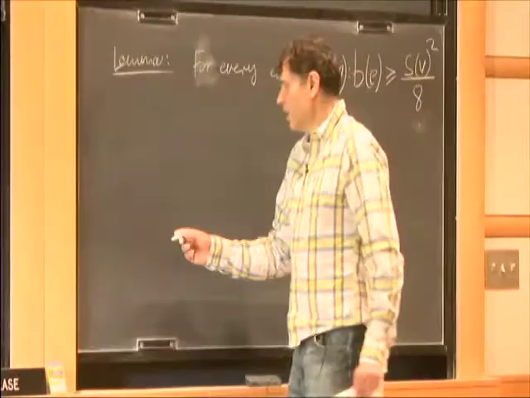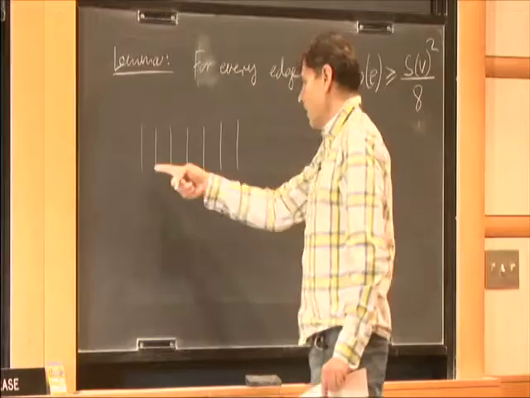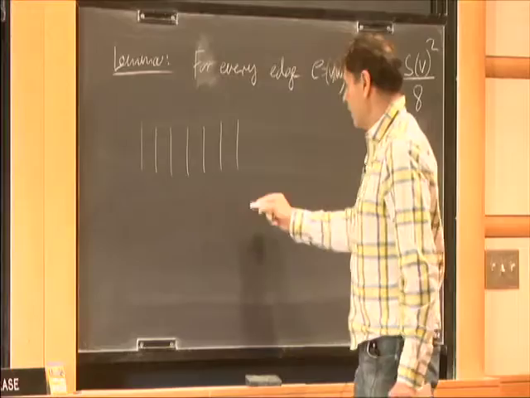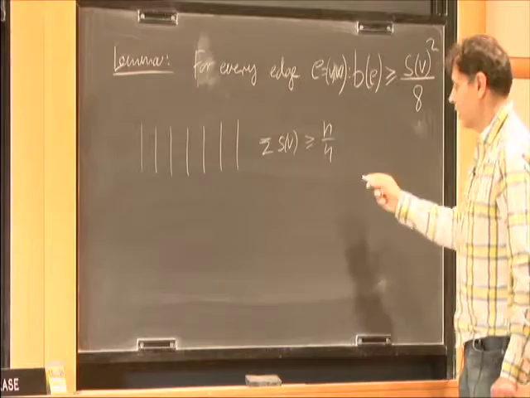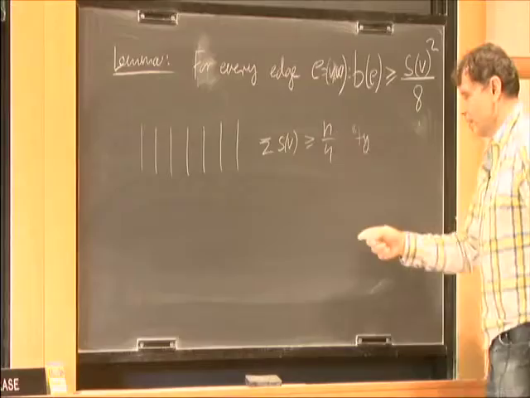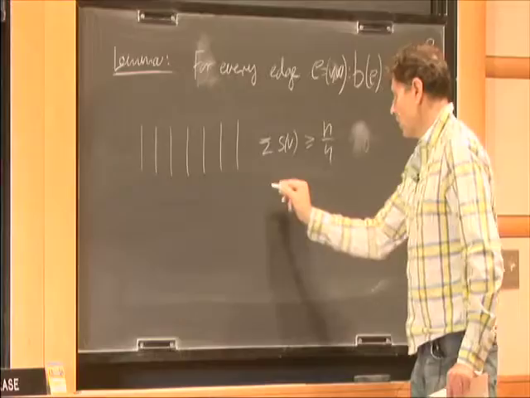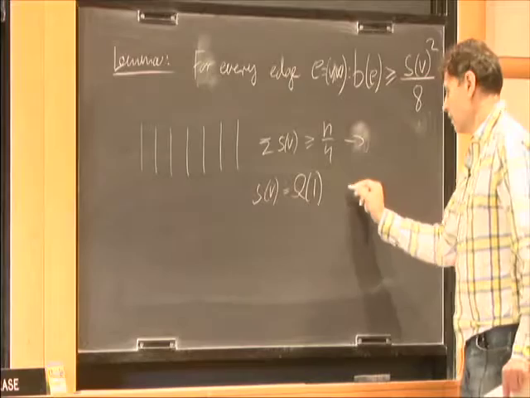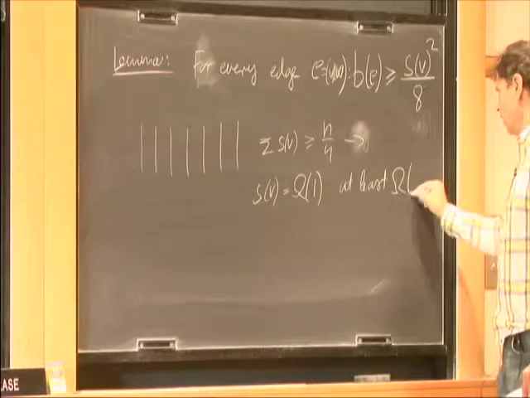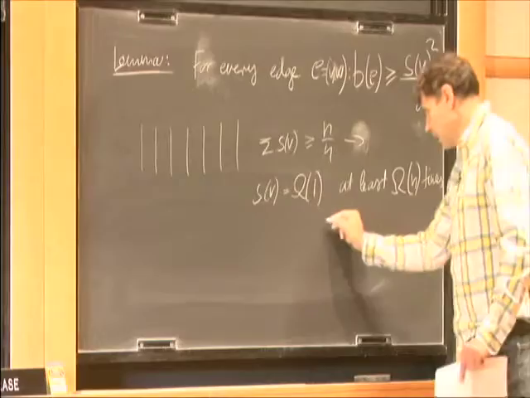So if you look at any optimal matching, we know that the sum of SV, just by the trivial argument, is at least n over 4, which means that typically, at least order omega n times. So that means that SV is omega 1 at least omega n times.